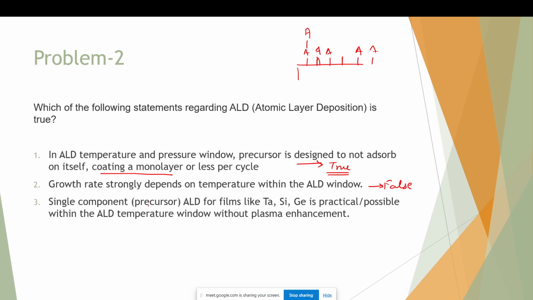And the third point is single component ALD of films like Ta, Si, Ge within the ALD temperature window without plasma enhancement. This is not possible. Actually, for doing single component ALD, we require plasma enhancement. How we do it is beyond the scope of discussion, but we can actually do single component ALD. However, we will require plasma enhancement. So this is also false.